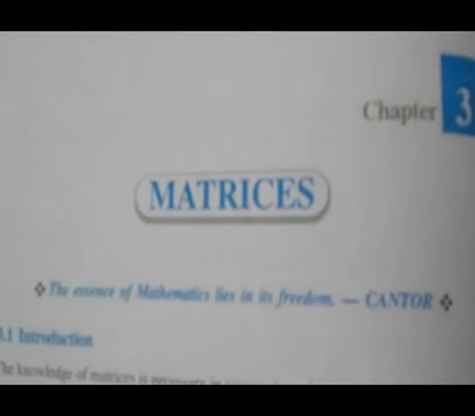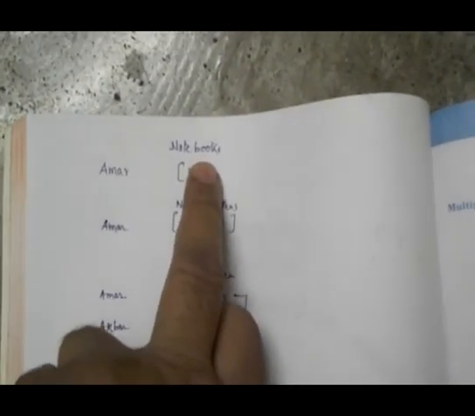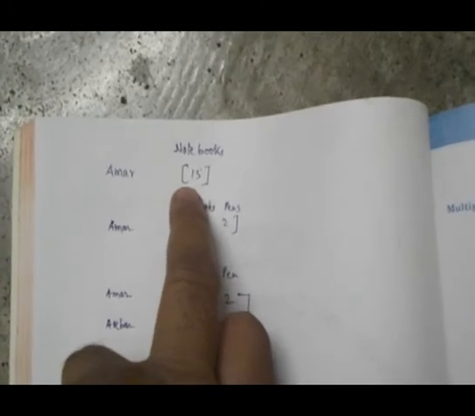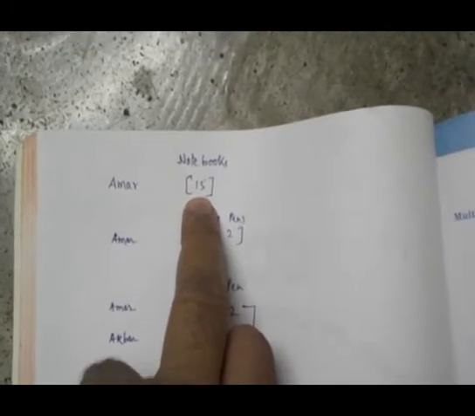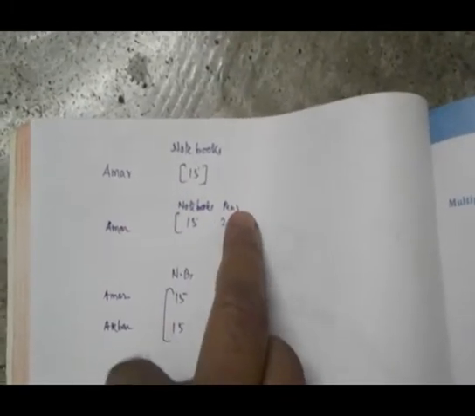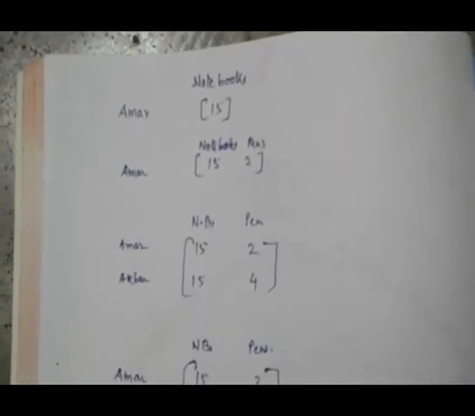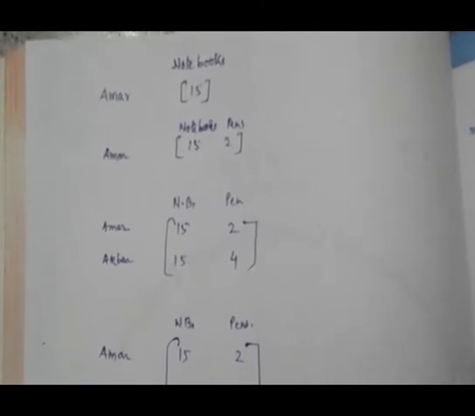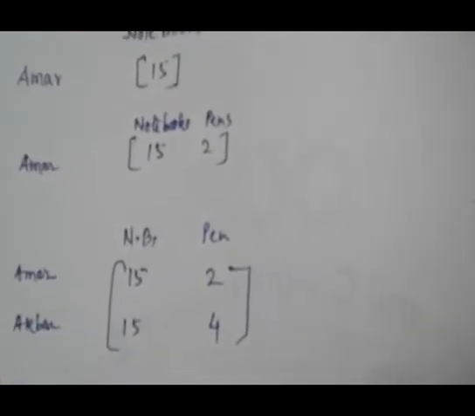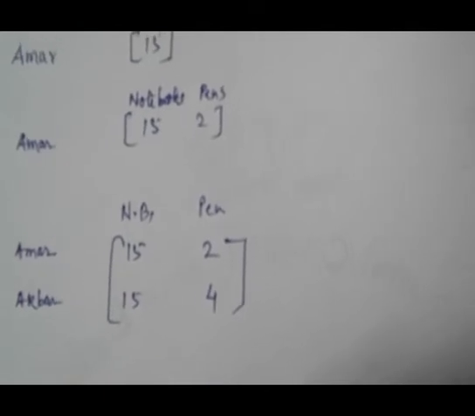So what is a matrix? First you see, suppose a person, Amar, has 15 notebooks. You know that 15 in a big bracket is the number of notebooks, and we can represent it this way. Now Amar has two different things, notebooks and pens: 15 notebooks and 2 pens. If we know that in the bracket the first term represents the number of notebooks and the second the number of pens, we can write it this way: in a big bracket, 15 and 2.